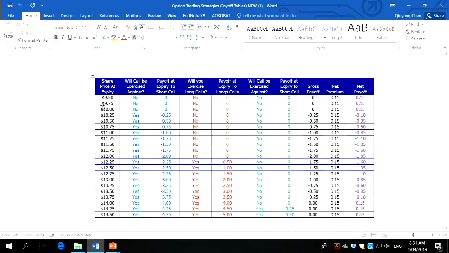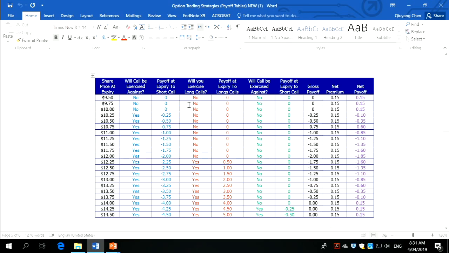So a similar decision goes beyond that point. As long as the share price stays above $10, we're going to lose money, okay? So as the share price becomes higher and higher, we're losing more and more money on that short call.